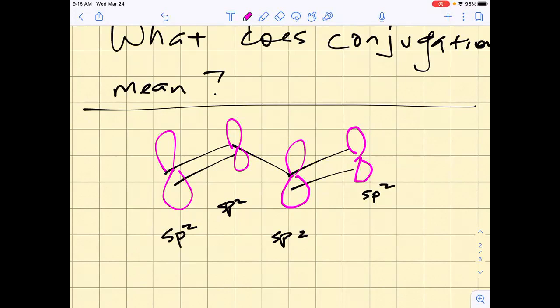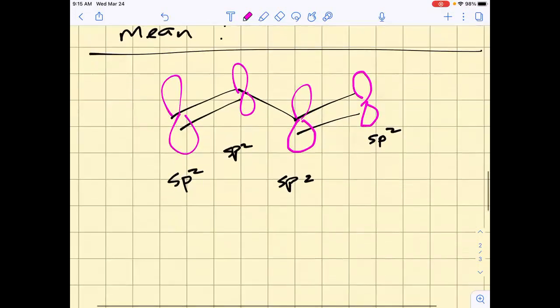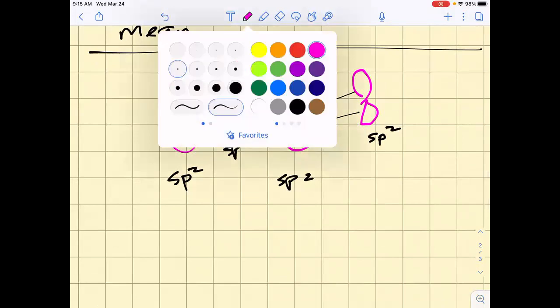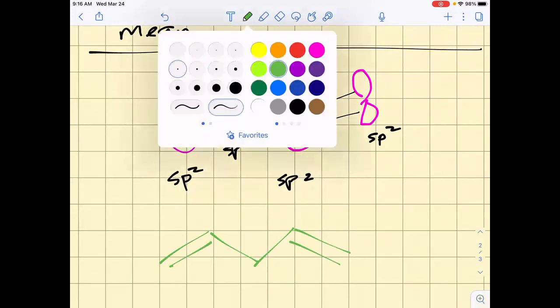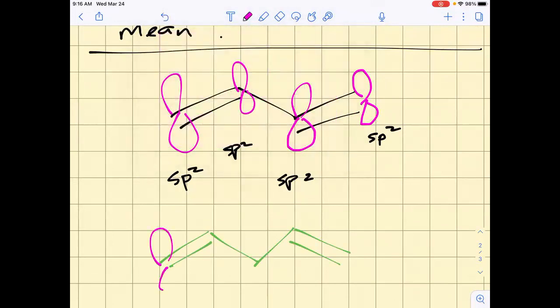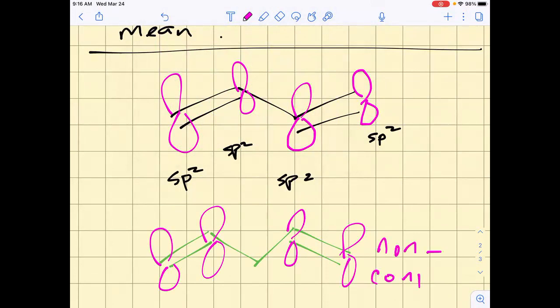So this is an example of a conjugated system. And if we compare that to a non-conjugated system, let me show you that. And then we're going to use this information to talk about why conjugation is actually special and what it does, right? So this is non-conjugated. The top structure is conjugated.